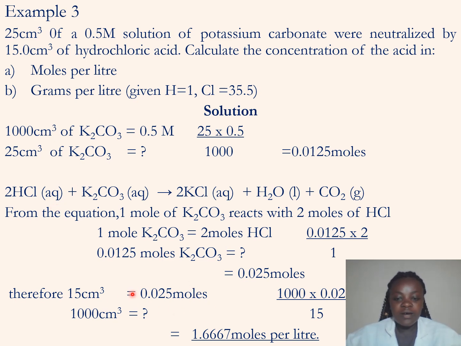So after getting the number of moles, we can equate it using the volume that is used and compare it to 1 liter, that is 1000 centimeters cubed. So that is how we get the concentration of hydrochloric acid in moles per liter.